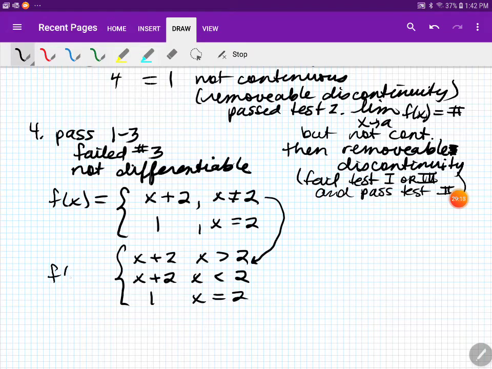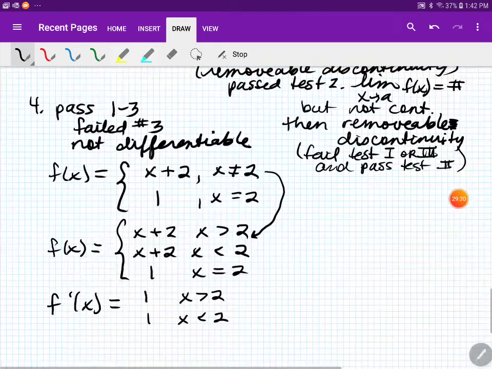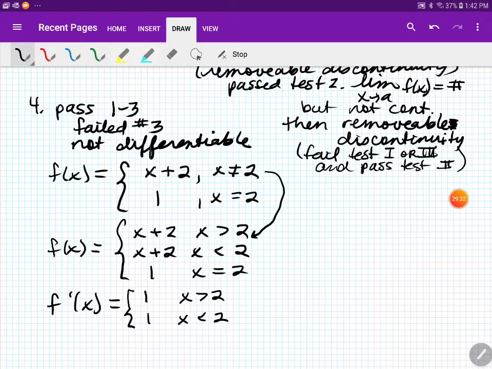So you could imagine if they asked if it was differentiable, you would say, well, let me take the derivative. So that's 1 and 1. 1 for x greater than 2, 1 for x less than 2. And then you would drop the equal to 2 because it doesn't make sense to have a slope at one point if it's not connected to anything else. And it appears that they're equal.